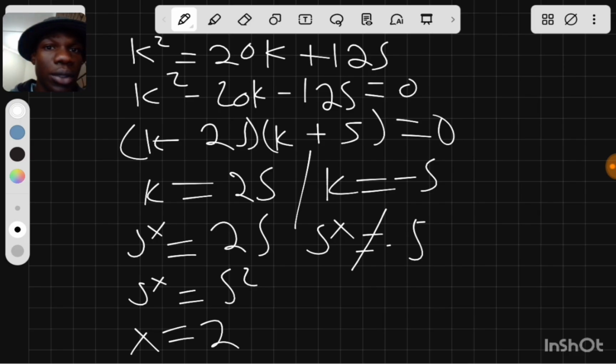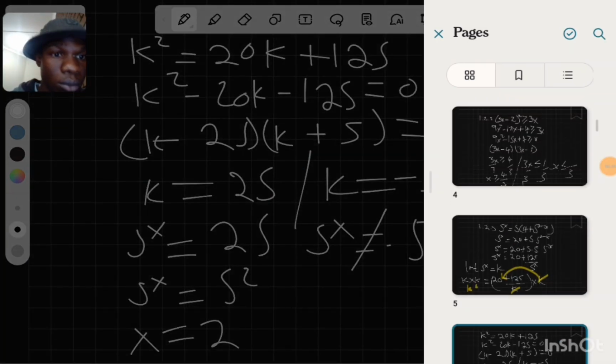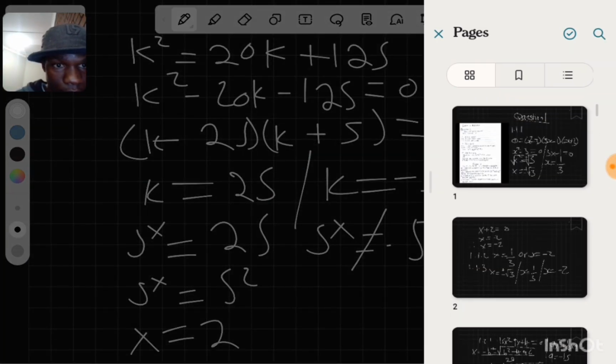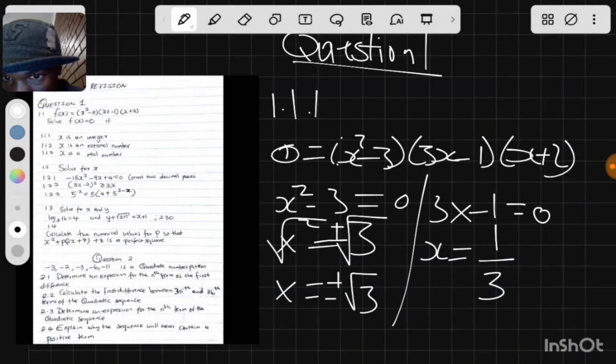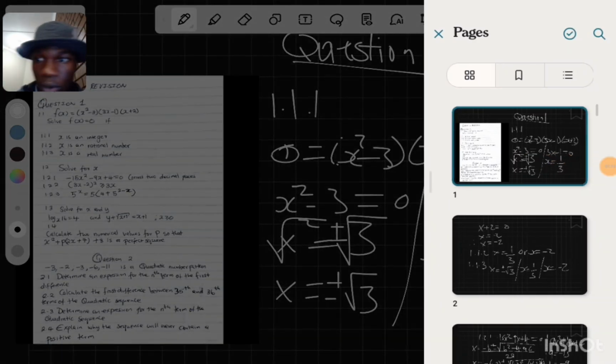So let's carry on. I want to check. We are going for 1.4. It says calculate two numerical values for p so that x squared plus p open bracket 2x plus 7 close bracket plus 8 is a perfect square. Okay, calculate two numerical values. Let's see what we have here.